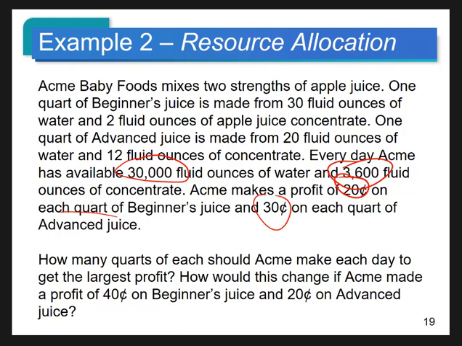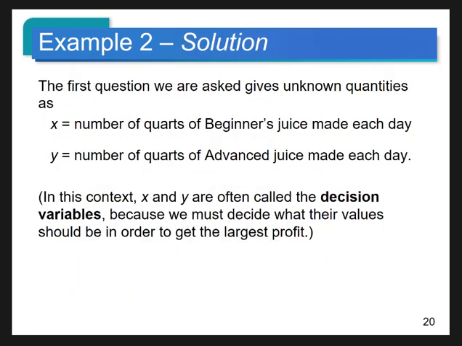Then we'll change it and come back when we're done. How would this change if the profits were different, if it was 40 cents for each container of beginner's juice and only 20 for advanced? So we're going to start out, we're going to let X be the quarts of beginner's juice and Y be the quarts of advanced juice. Those are our decision variables that we're trying to make a decision on.